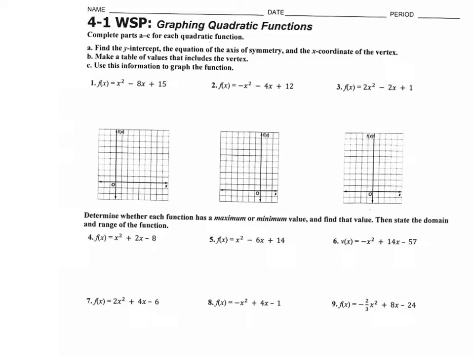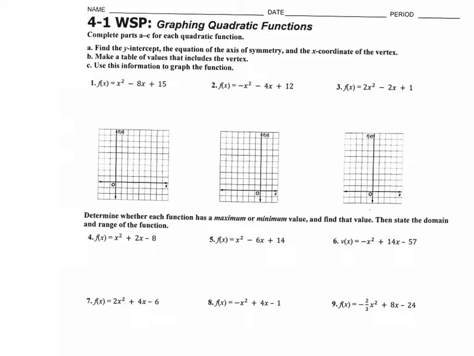All right, guys, on this homework, this is ridiculously easy compared to what we've been doing already. They want us to find the y-intercept of each and every one of 1 through 3. They want us to find the axis of symmetry, which is simply the equation x equals the x value of your vertex, and also the x coordinate of the vertex, which is done with the formula x equals negative b over 2a.